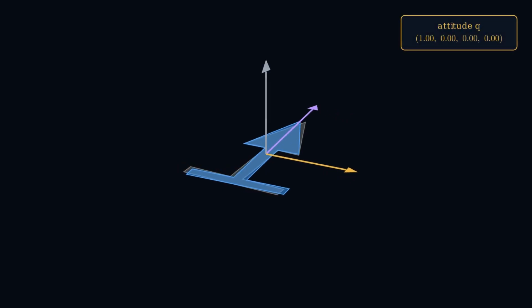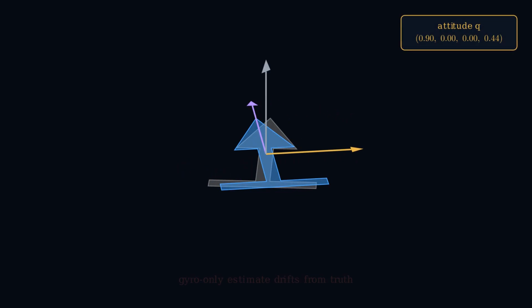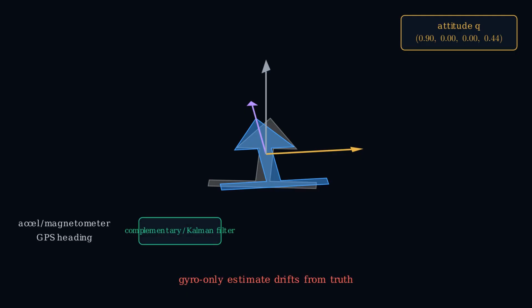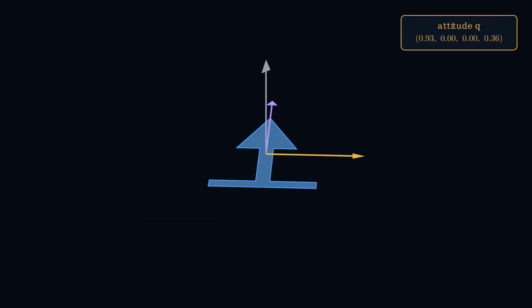In practice, gyroscope measurements drift over time. Modern autopilots fuse gyroscope-integrated quaternions with accelerometer and magnetometer, or GPS-derived heading readings, typically via a quaternion-based complementary filter or an extended Kalman filter. This keeps the attitude estimate both smooth from the gyroscope and drift-free, anchored by the other sensors. This pipeline is exactly why quaternions, not Euler angles, are the internal attitude representation in autopilots, drone flight controllers, and spacecraft attitude control systems.